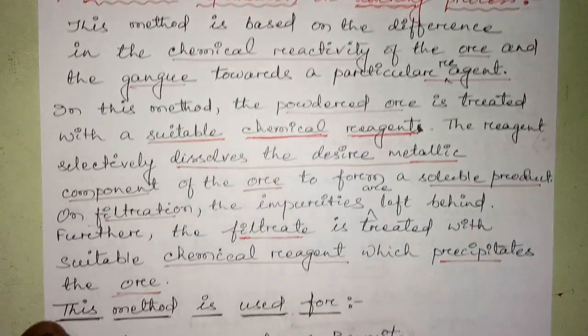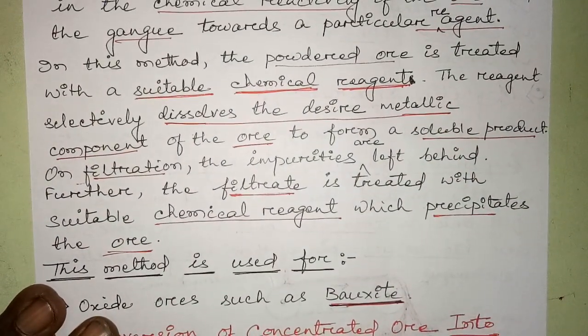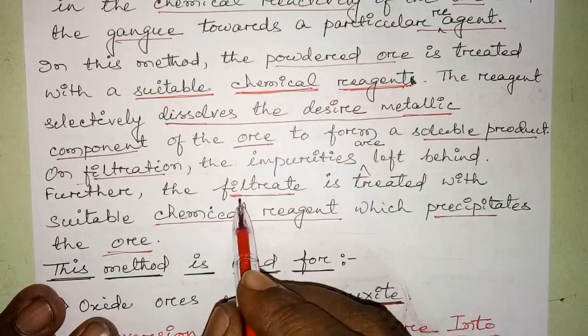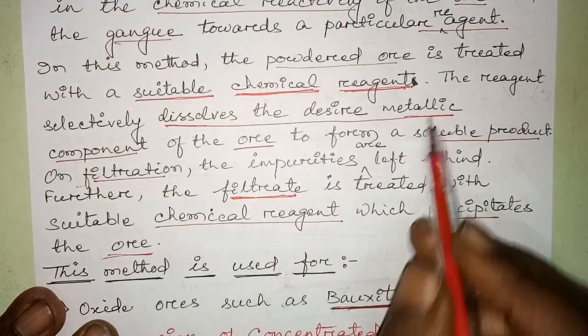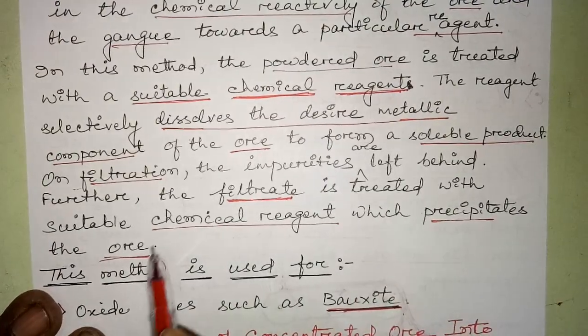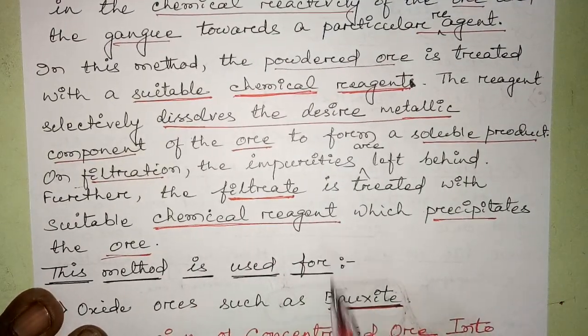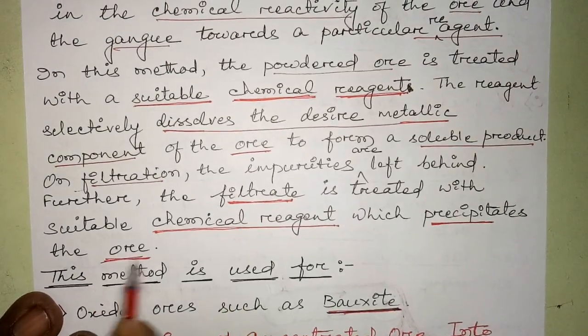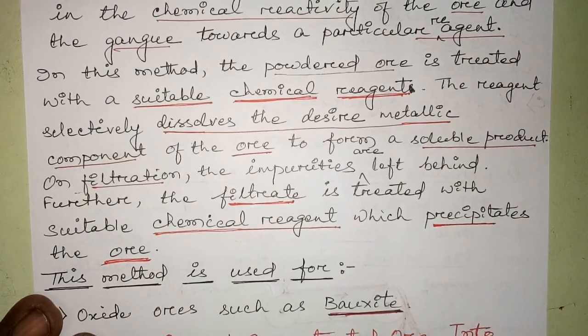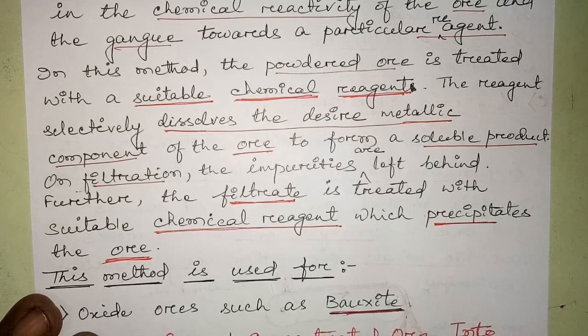Then what happens on filtration? The impurities are left behind. Clear? And the filtrate, what is that? The dissolved metallic component is treated with another suitable chemical reagent which precipitates the ore. So this is the method which is called chemical separation.